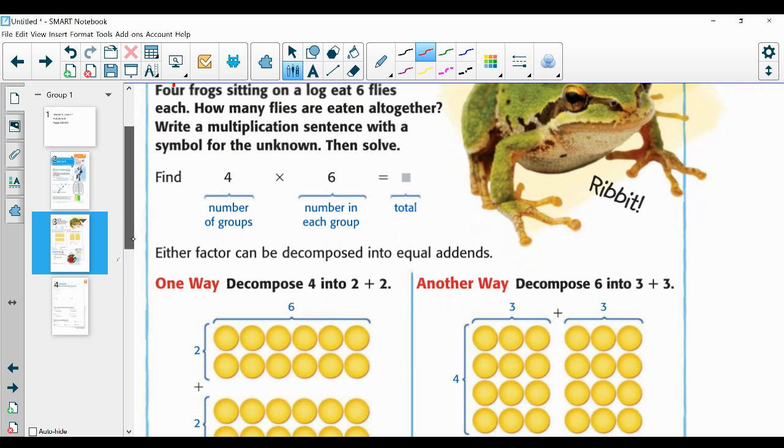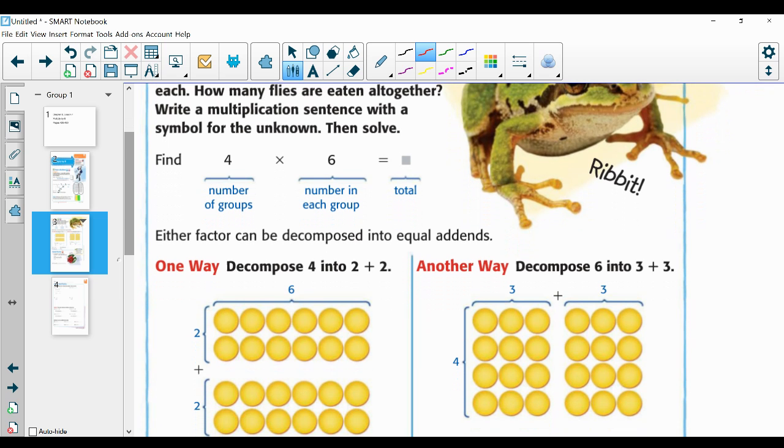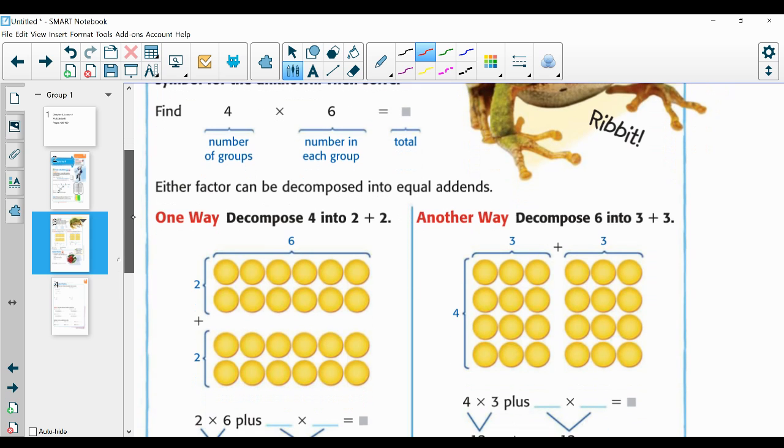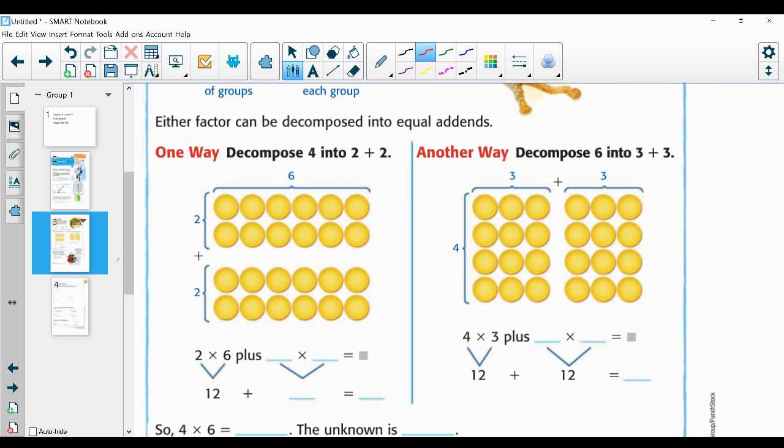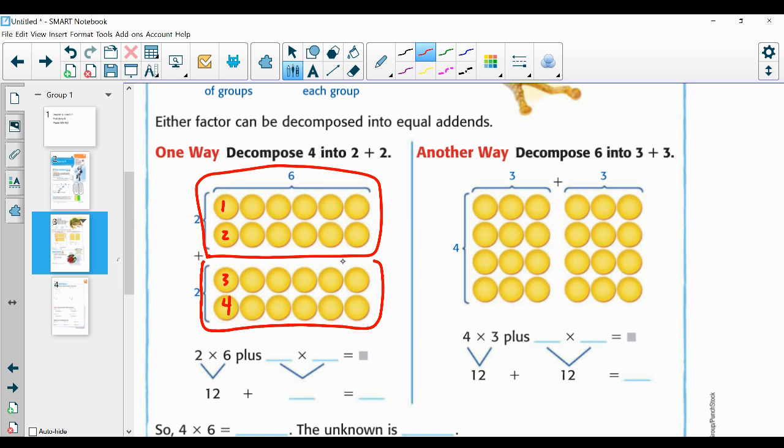Either factor can be decomposed into equal addends. So if you're better at 2's, I would decompose the 4 into 2 2's. If you're fine with 3's, you can decompose the 6 into 2 3's. So let's do it both ways. So we're going to decompose 4 into 2 plus 2. So we have 4 rows here, 1, 2, 3, 4, but we split them apart into 2 plus 2. There's 2 rows of 6 and 2 rows of 6. Okay, so 2 times 6 plus 2 times 6.